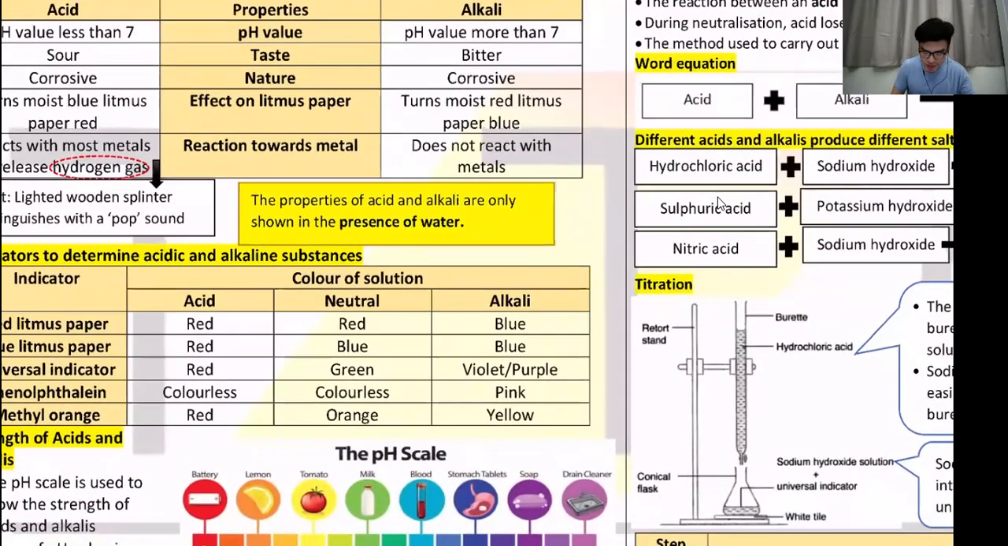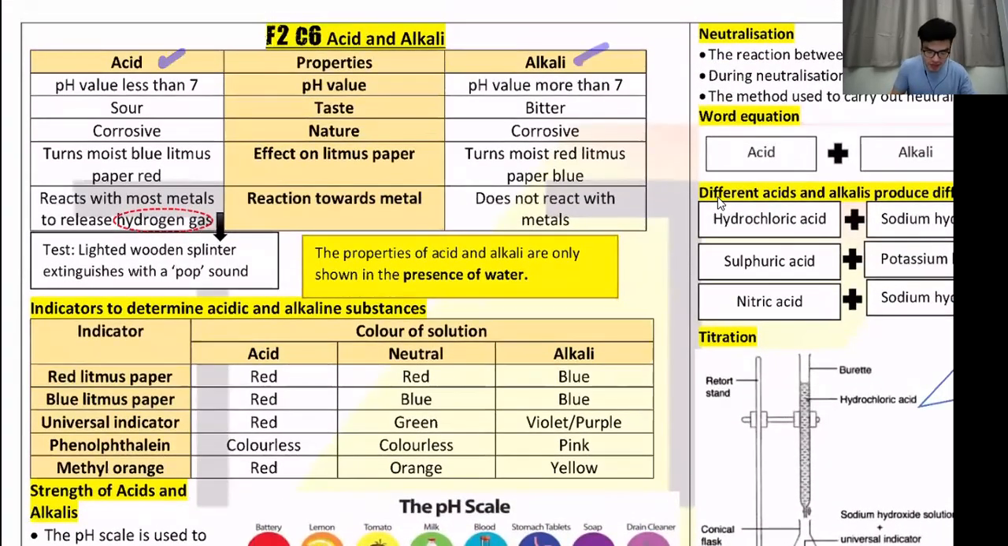As you know, let's look at the characteristics. pH is less than 7, more than 7. As you know, 7 is the middle point, which is neutral. Taste, acid is sour, alkaline is bitter. Nature, they are both corrosive, mengakis. That means that if they are strong enough, it will eat away your skin, eat away your clothes, and so on. Next, effect on litmus paper: acid will turn blue-red, alkaline will turn red-blue. This one you already know.